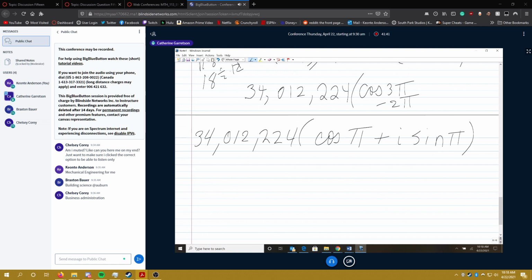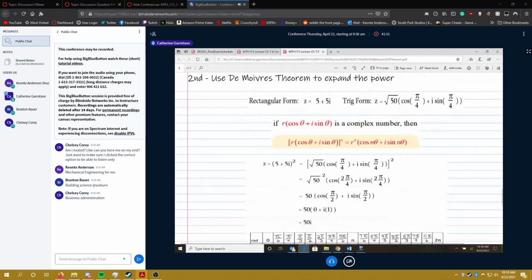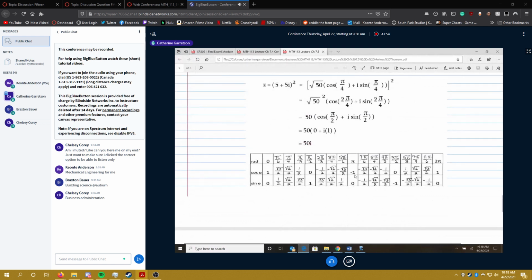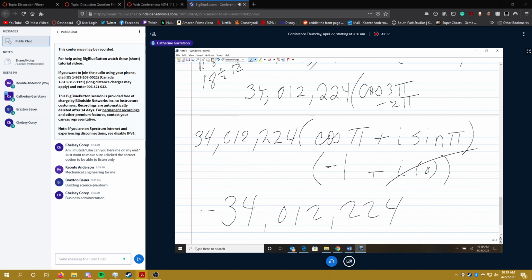All right, so let's go look at the table and see what is the cosine at pi. The cosine at pi is a -1. The sine at pi is 0. So this would be a -1, and this would be I times 0. So that's going to be gone. So I've just got a -1. So the answer of all of that is that. There's your answer.